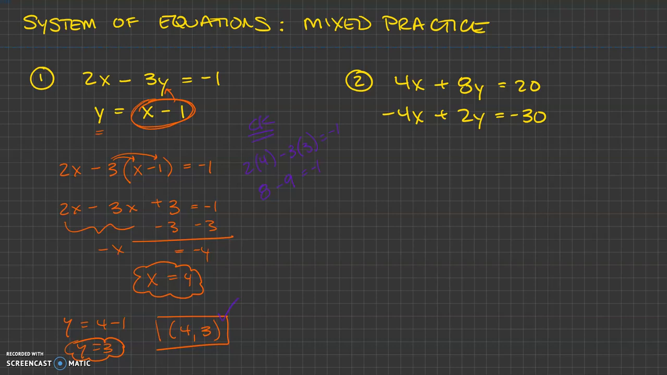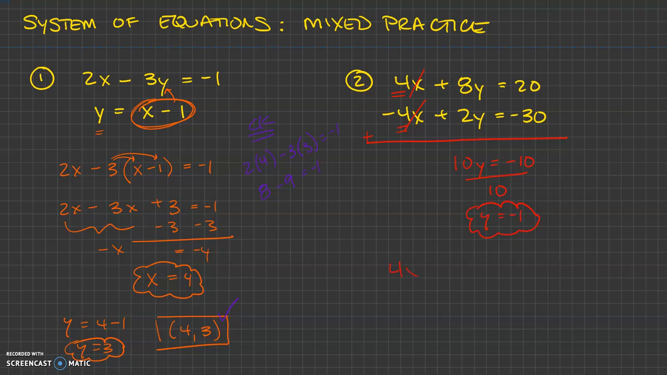All right, let's look at problem number 2. Now this is an elimination problem because I see this x variable has opposite coefficients. I have a positive 4 and a negative 4. They're opposite coefficients. So I know that if I just add, those are going to go bye-bye. And 8 plus 2 is 10y equals negative 10. I'm going to divide everything by 10 and get y is equal to negative 1. There's the first part of this system.